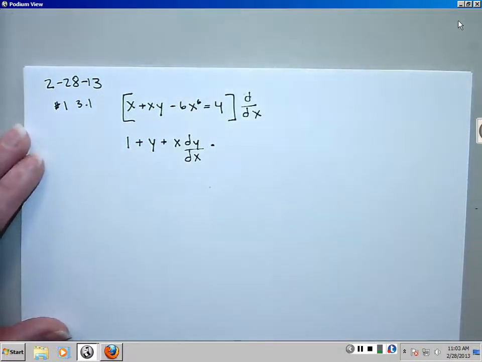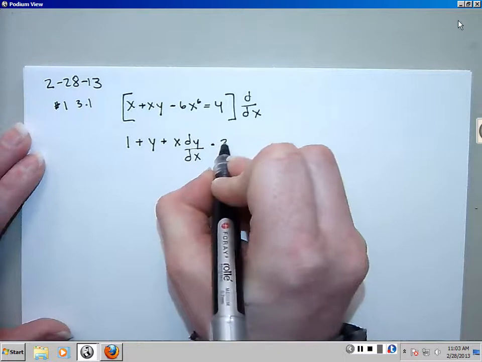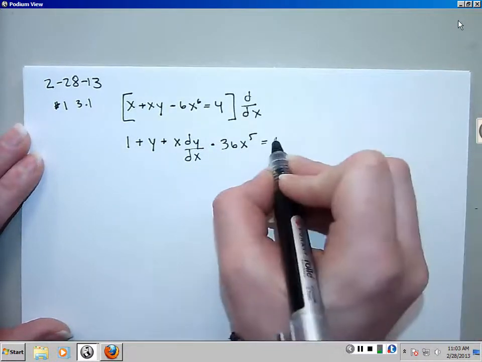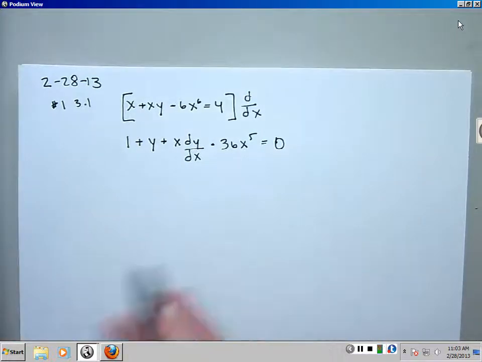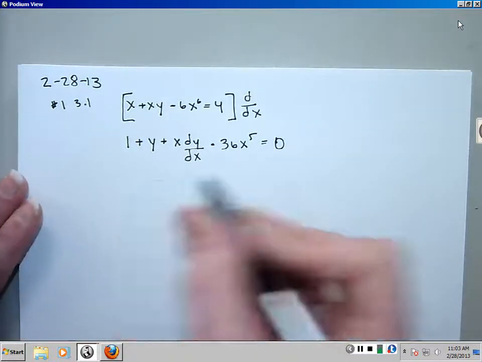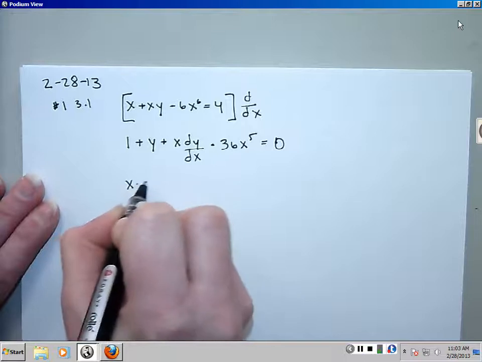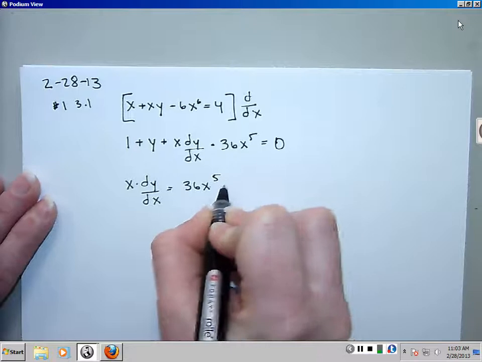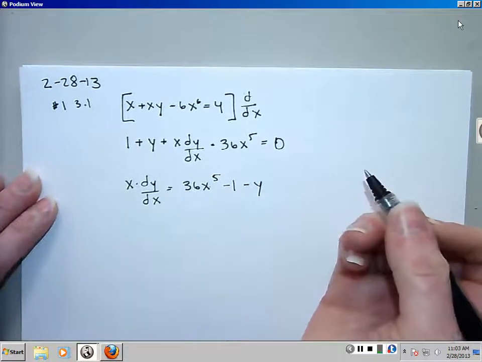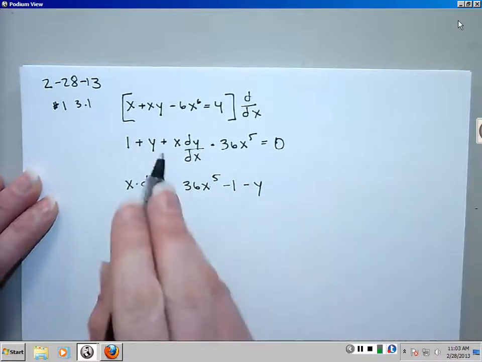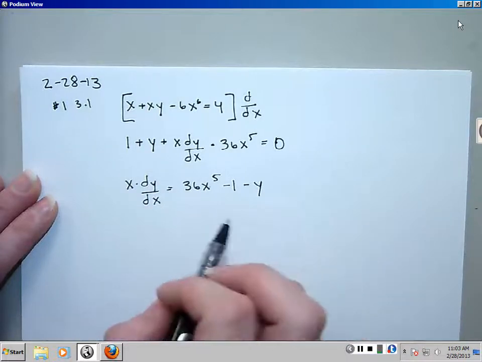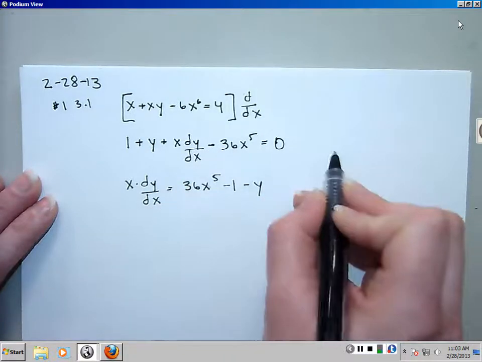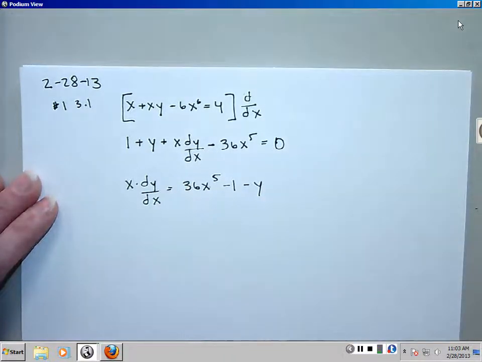What's the derivative of 6x to the 6th power? What's the derivative of 4? 0. Right? So now at this point I want to solve for dy/dx. So rearranging, I have x times dy/dx equals 36x to the 5th minus 1 minus y. So I move everything else from the left-hand side. This is a minus, but then I add it to the other side.